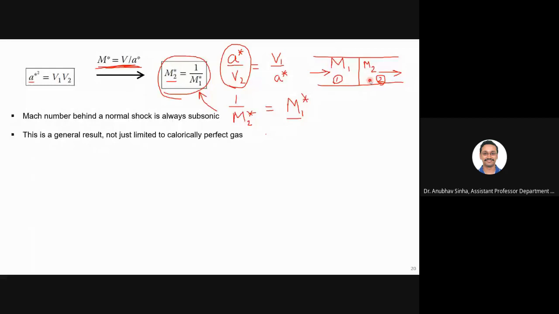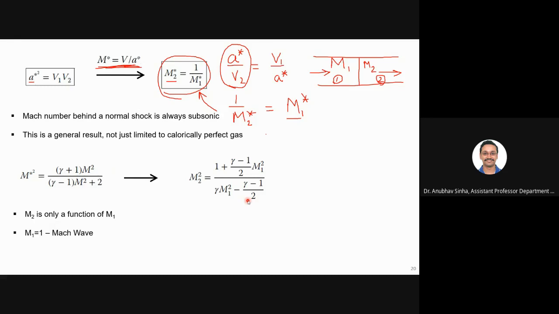Okay, now M star we have derived previously in isentropic flow. This can be related to M like this. Now you take this equation and try to write M in terms of M star. We also know that M2 star is equal to 1 by M1 star, so using this relation and this relation, we can find the relation between M2 and M1. So this is what it will look like.